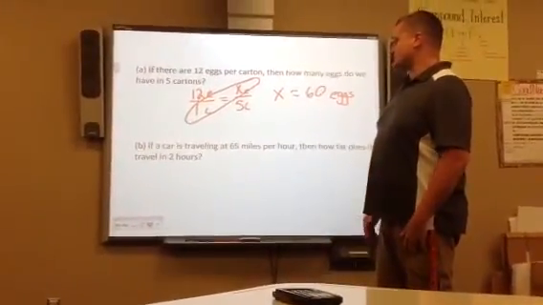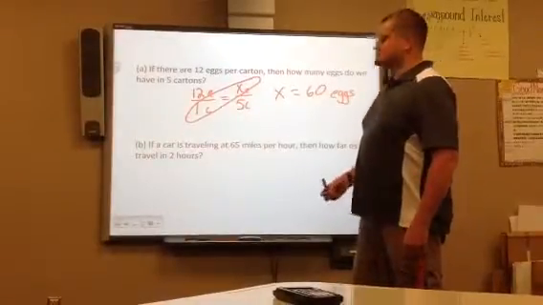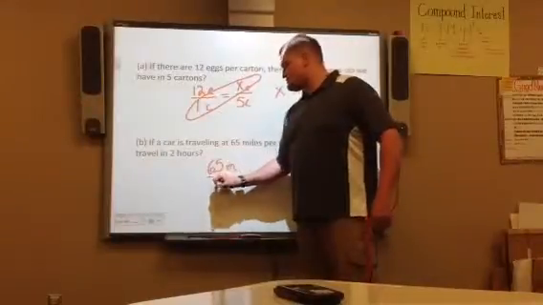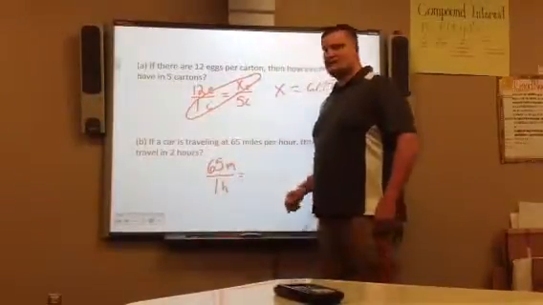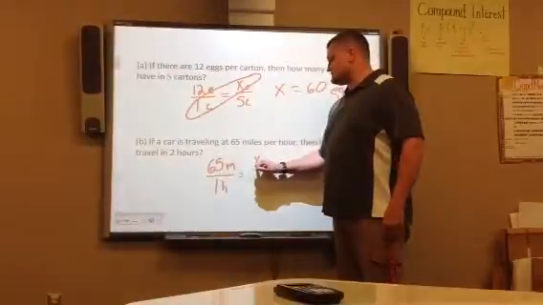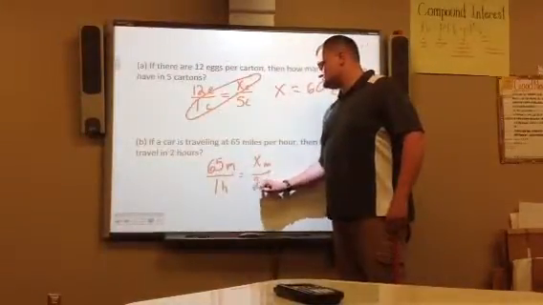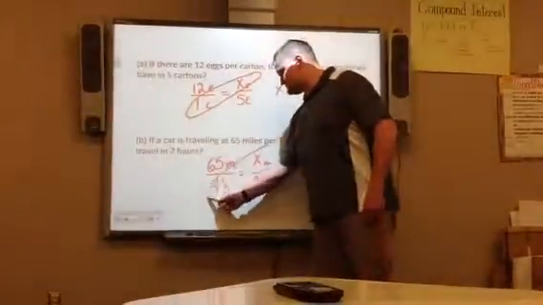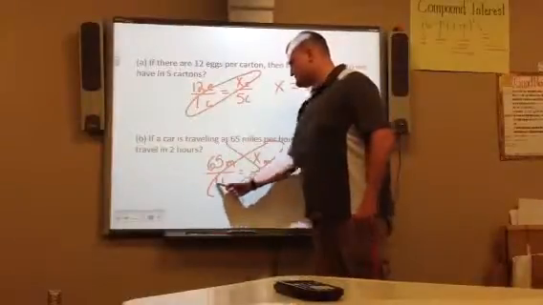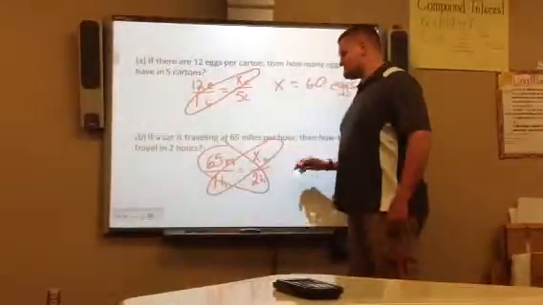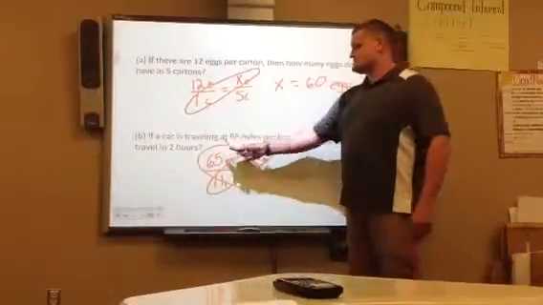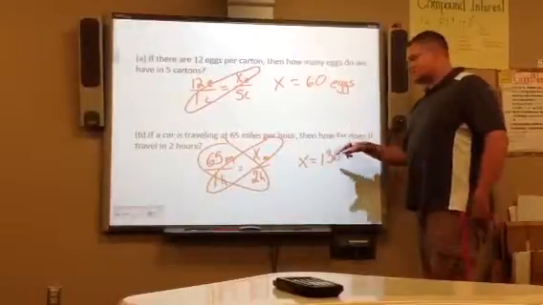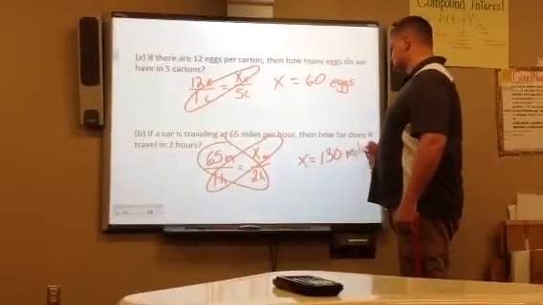It's traveling at 65 miles per hour. Then how far would it travel in 2 hours? So it's 65. And again, we're going to label that with the miles per 1 hour. We want to know how many miles, or X miles, it would travel in 2 hours. So again, set up the same idea. We're going to cross multiply those. So you have 1 times X and 2 times 65. So the 1 times X will give us X. 65 times 2 will give us 130. It wants to know how far does it travel, so it would be 130 miles.